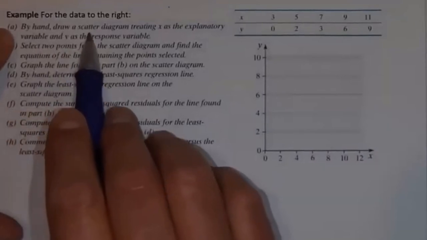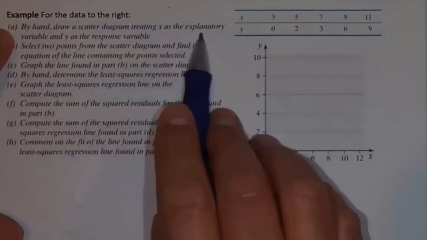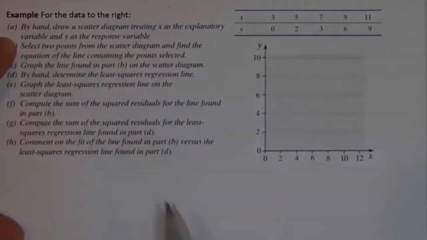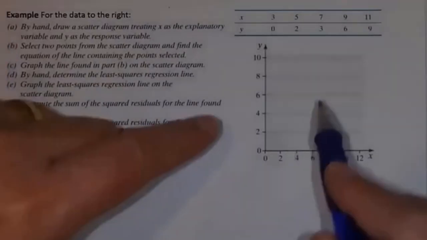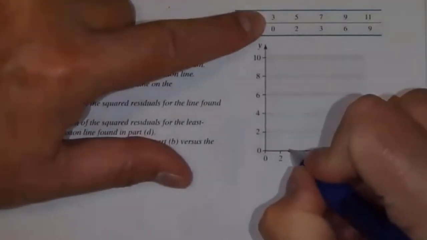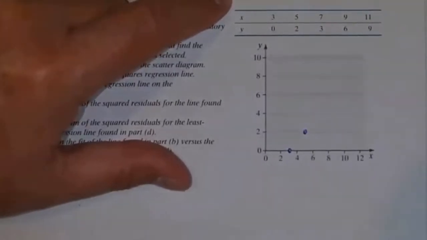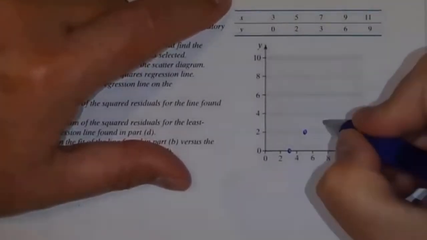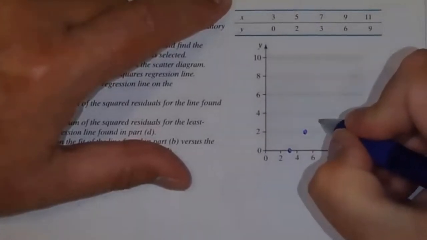By hand, draw a scatter diagram treating x as the explanatory variable and y as the response variable. So I've provided a grid here for us to make our scatter diagram. We have the point 3, 0, which would be here. We have the point 5, 2, which would be about there. We have 7, 3, which would be about there.